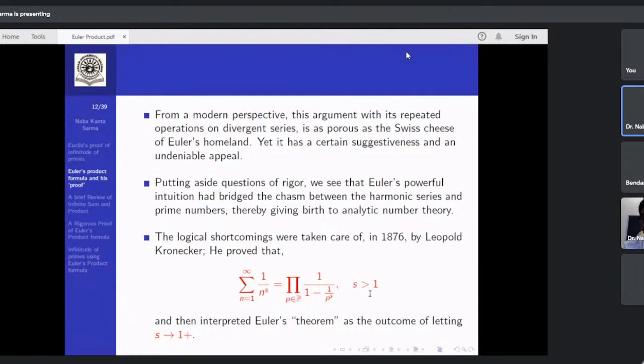And then he considered Euler's result as the outcome of letting the variable s tend to 1 plus. Because s is strictly greater than 1, we cannot take the limit as s tends to 1.